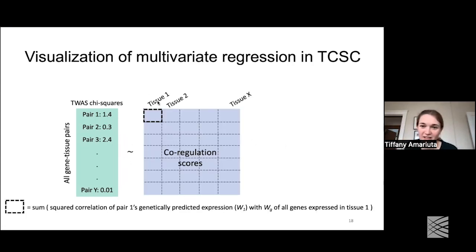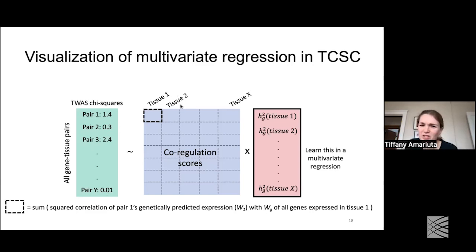The next big term is this co-regulation score matrix. This is really setting up the multivariate regression. On the columns, we have all of the tissues in our data set, such as GTEx. And on the rows, we have all of the gene-tissue pairs that are in this vector on the left. Each cell in the matrix is the co-regulation score of that particular gene-tissue pair with that particular tissue, which we refer to as T prime. We call it T prime so that it is distinguishable from the tissues T that correspond to this vector on the left.